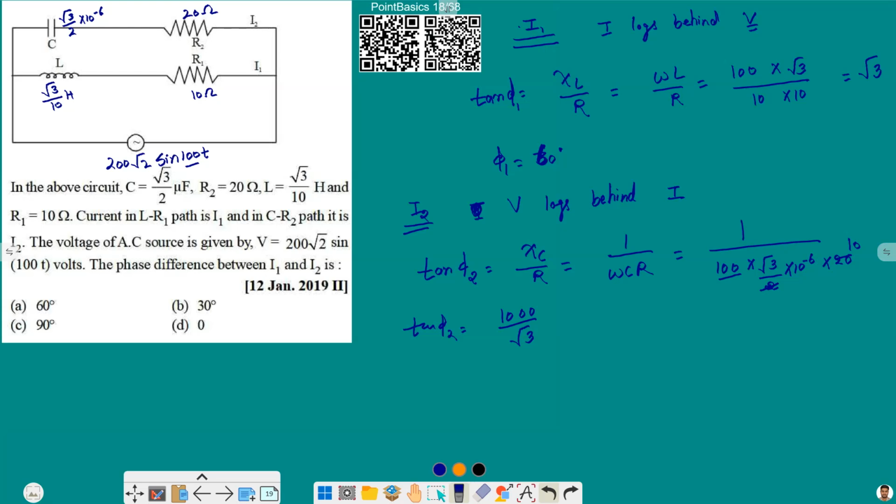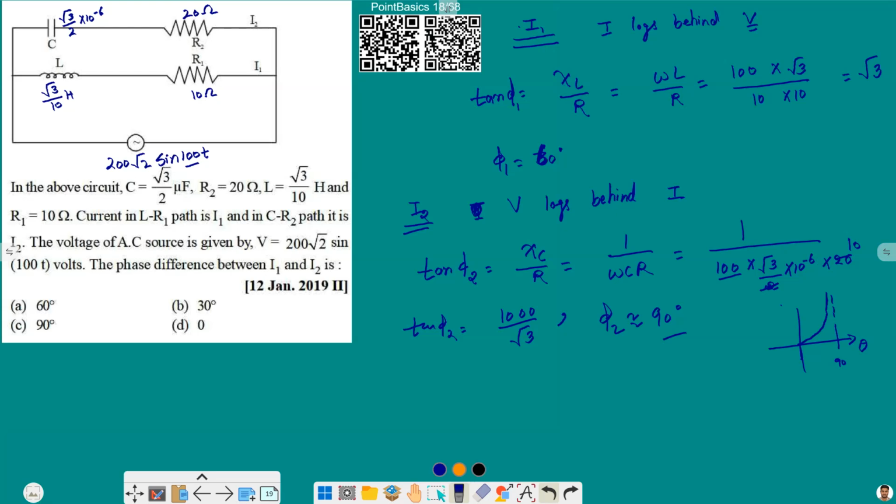Now we know that the graph for tangent is something like this. This is the value, and here we have theta. As we approach 90 degree, it almost goes to infinity, and this is also a very large value. So from approximation we can write that phi 2 will be approximately equal to 90 degree, because this is a very large value.